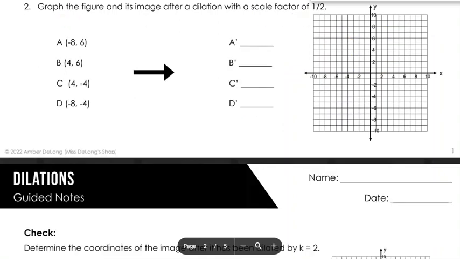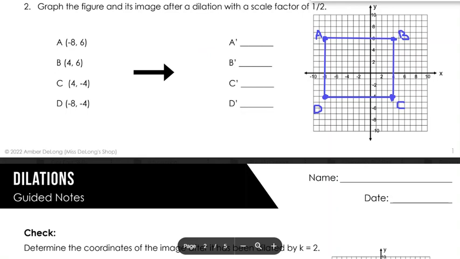Okay, same thing. Let's do this one. It says graph the figure and its image after a dilation with a scale factor of 1/2. So I'm going to plot these 4 points first to see what my first image is. There's A, there's B, there's C, and there's D, and then I can connect my dots. I can see it makes a rectangle, right? So I got that rectangle there.